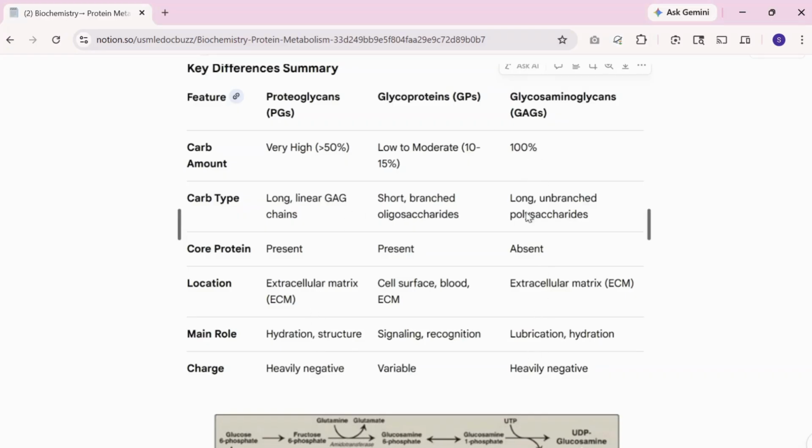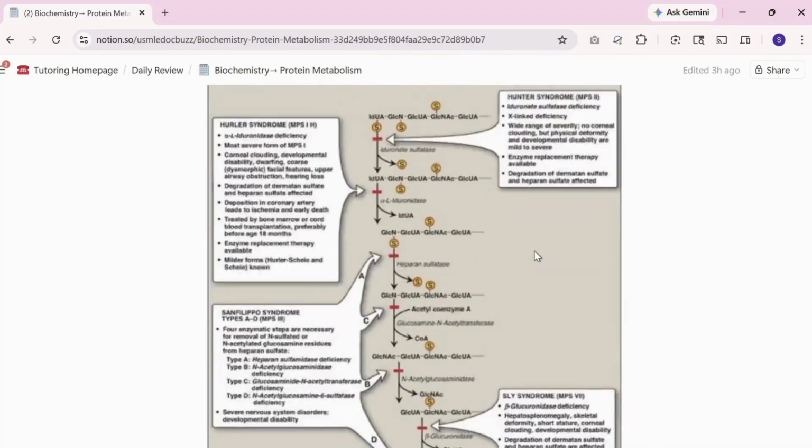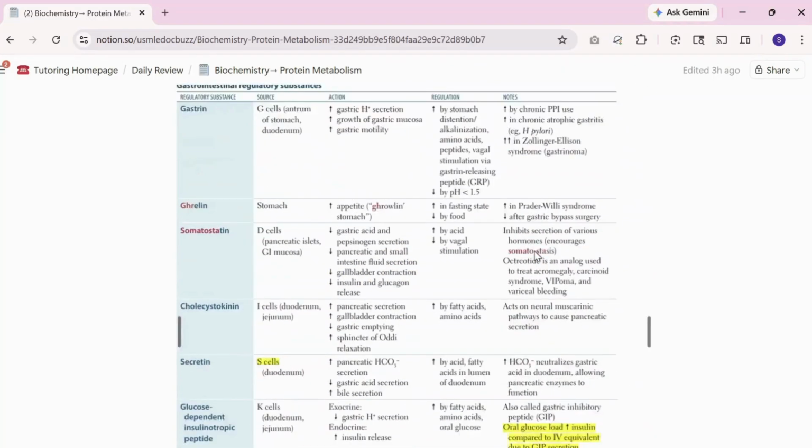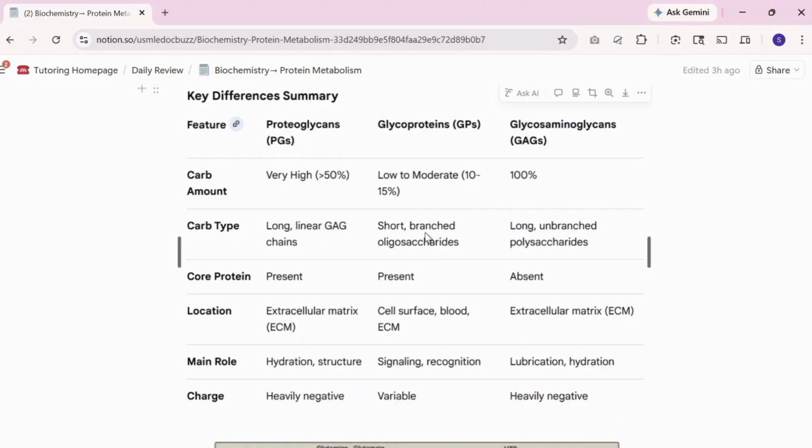What are these made of? Just short branched oligosaccharides. So a few carbohydrates getting attached to amino acids, and then you call them glycoproteins. We'll see a couple of formations, the Hunter-Hurler syndrome and all of that. That is where glycoproteins may be referred to. They may help in signaling, recognition, and all of that. Now going forward, we're not going to go into the depths of it, but I've kept it here to help you create associations.